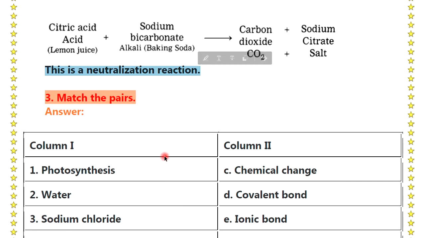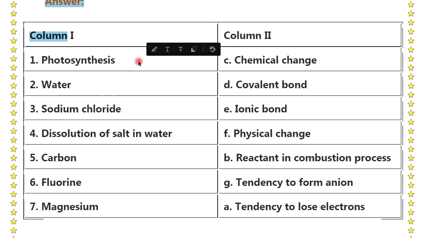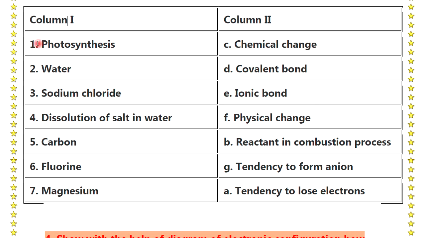Then our question number 3 is match the pair. So you can see, first is photosynthesis, answer is chemical change. Second is water, answer is covalent bond. Third is sodium chloride, answer is ionic bond. Fourth is dissolution of salt in water, physical change. Fifth is carbon, answer is reactant in combustion process. Sixth is fluorine, answer is tendency to form an ion. Then seventh is magnesium, answer is tendency to lose electron.